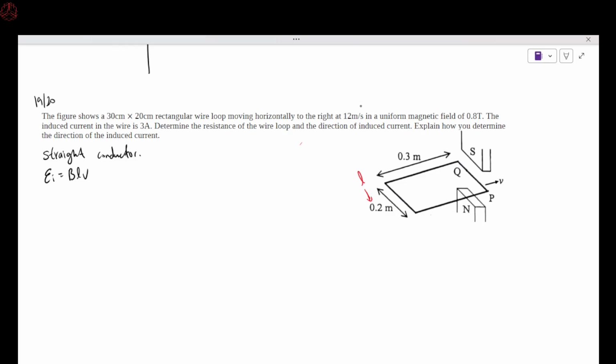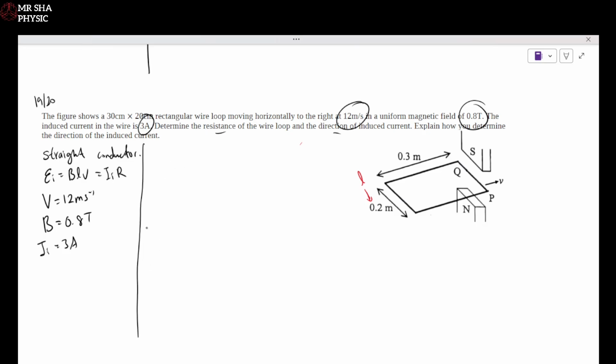And then we also have the value of V, which is 12 meters per second. And I also have magnetic field B of 0.8 Tesla. And then I also have an induced current in the wire, which is 3 amps. So in a straight conductor, I have induced EMF equals BLV, but it also equals I times R, which is just Ohm's law. So I am looking for the resistance of the wire loop and the direction of induced current. So let's do that.